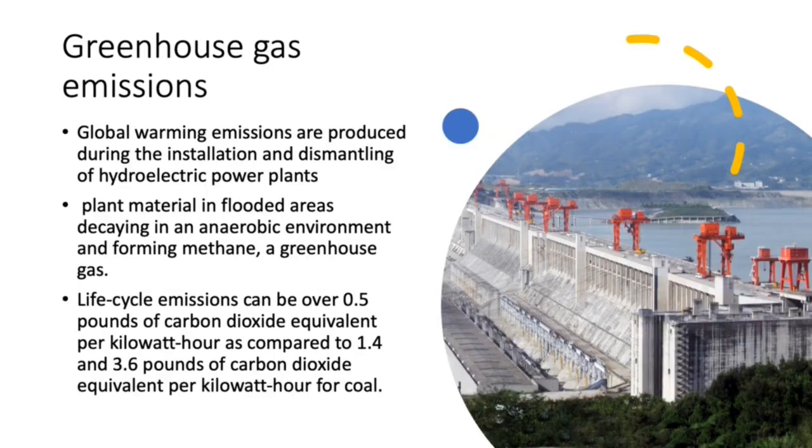Greenhouse gas emissions. The global warming emissions produced are mainly during the installation and dismantling of the power plants. Plant material in flooded areas decay in an anaerobic environment and forming methane, which is a greenhouse gas. The life cycle emissions can be over 0.5 pounds of CO2 equivalent per kilowatt hour, as compared to 1.4 and 3.6 pounds of CO2 equivalent per kilowatt hour for coal.